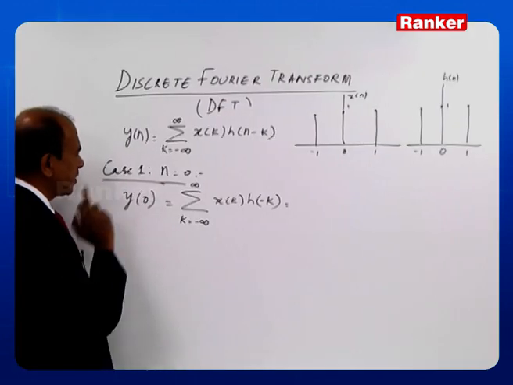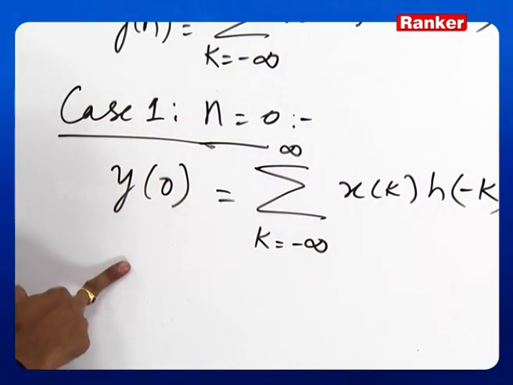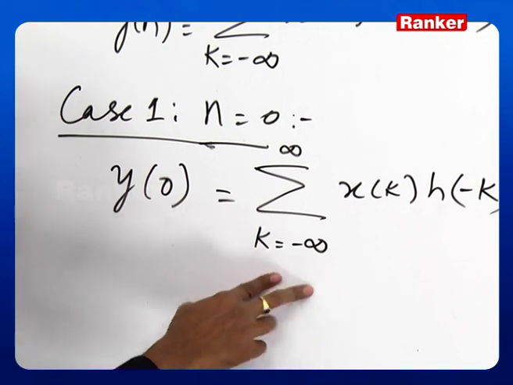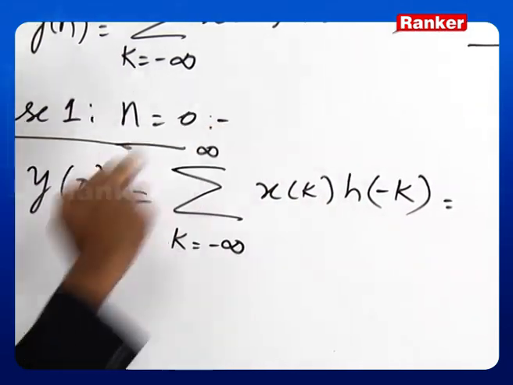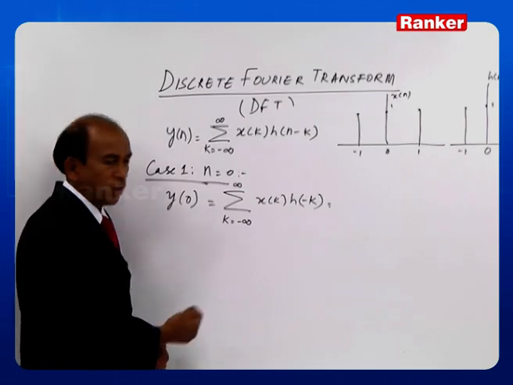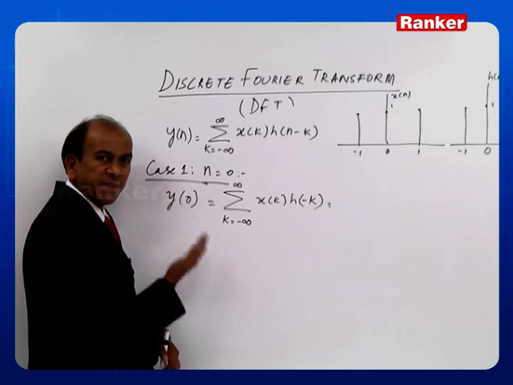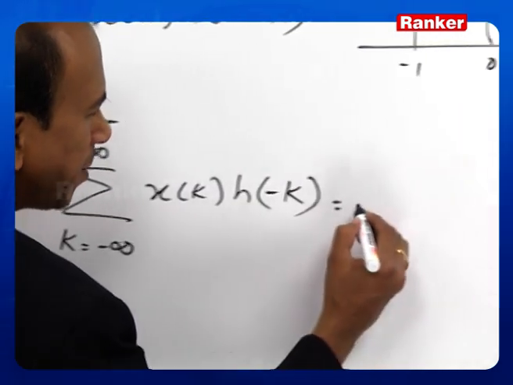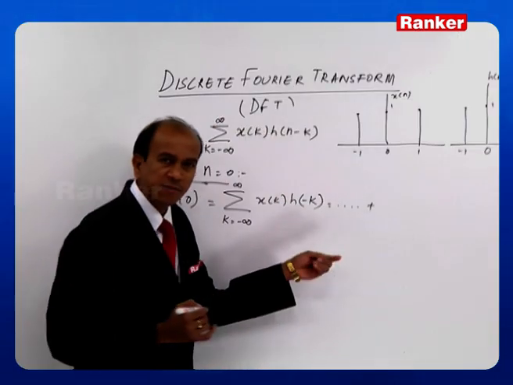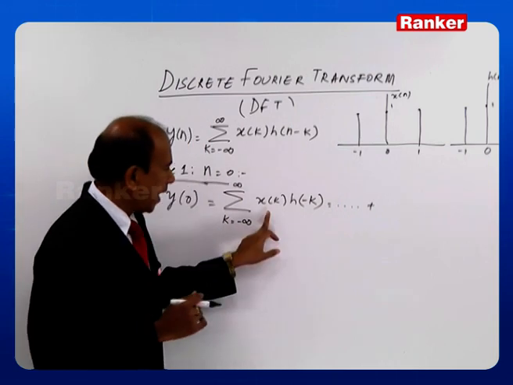Now let us take case 1, that is, n is equal to 0. This becomes y of 0. So this is summation k is equal to minus infinity to plus infinity, x of k, h of n minus k. For us, what is n? n is 0. So this will become minus k. Now I have to do the summation. What is the summation starting from? From minus infinity to plus infinity. So it goes on from some place. Let us start from something which is finite, so let us start with minus 1. So k is equal to minus 1.